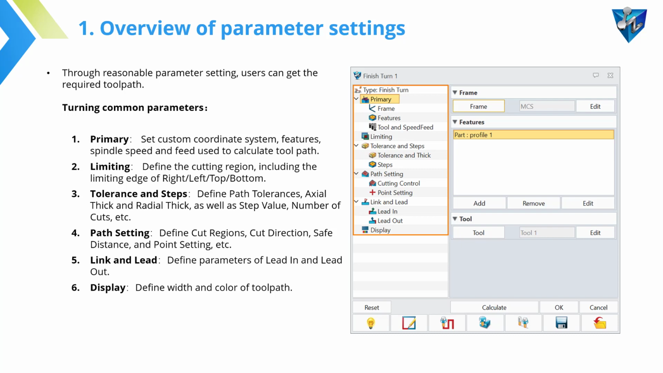Tolerance and steps are used to define path tolerances, stock thickness, step values, and the number of cuts, among other things. Path setting are used to define cutting regions, cut directions, safe distances, and point settings. Link and lead are used to define the parameters for leading in and leading out. Display are used to define the width and color of the toolpath.